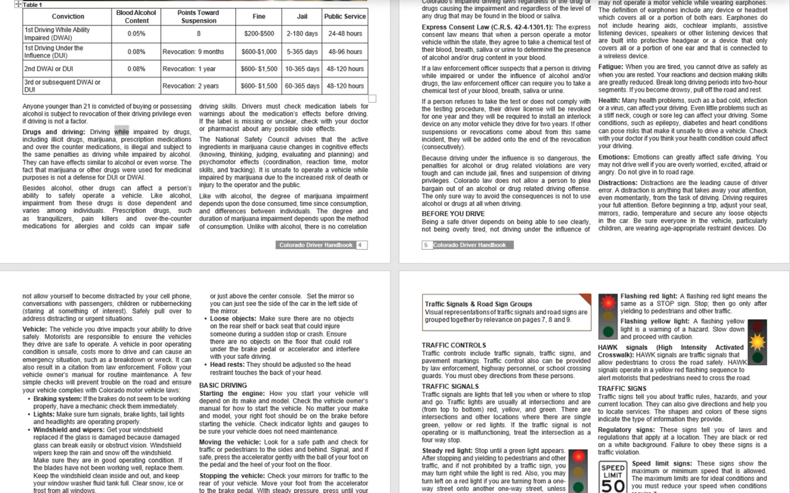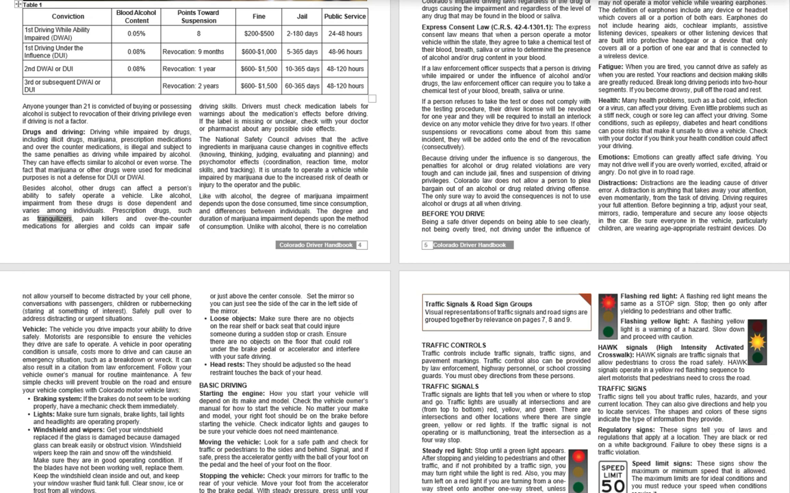Drugs and driving. Driving while impaired by drugs, including illicit drugs, marijuana, prescription medications, and over-the-counter medications, is illegal and subject to the same penalties as driving while impaired by alcohol. They can have effects similar to alcohol or even worse. The fact that marijuana or other drugs were used for medicinal purposes is not a defense for DUI or DWAI. Besides alcohol, other drugs can affect a person's ability to safely operate a vehicle. Like alcohol, impairment from these drugs is dose-dependent and varies among individuals.